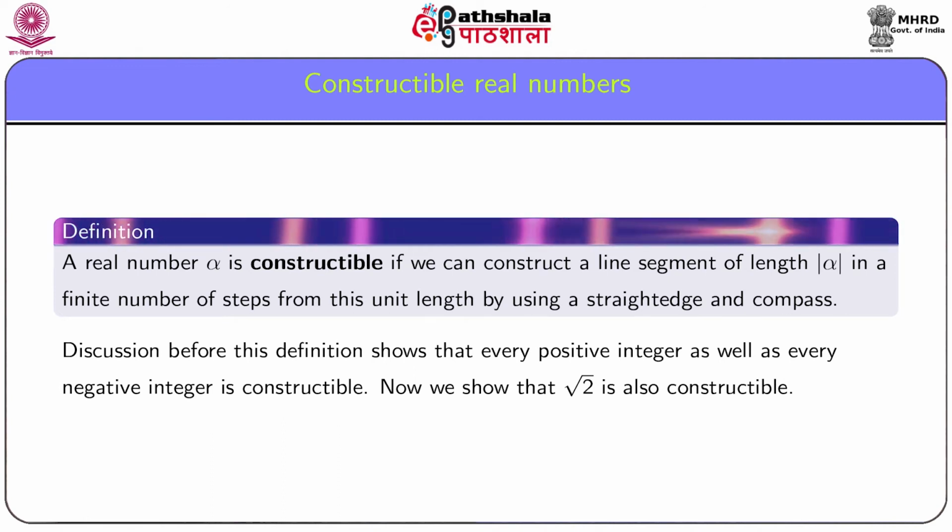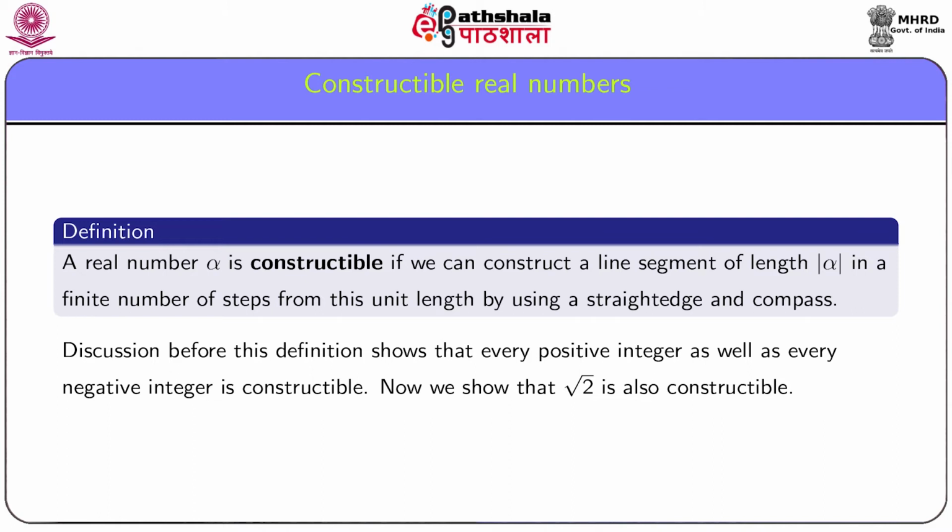For this, first we distinguish the real numbers alpha such that a line segment of length mod alpha can be constructed, and we introduce a new term, constructible numbers. A real number alpha is constructible if we can construct a line segment of length mod alpha in a finite number of steps from this unit length by using a straightedge and compass only.